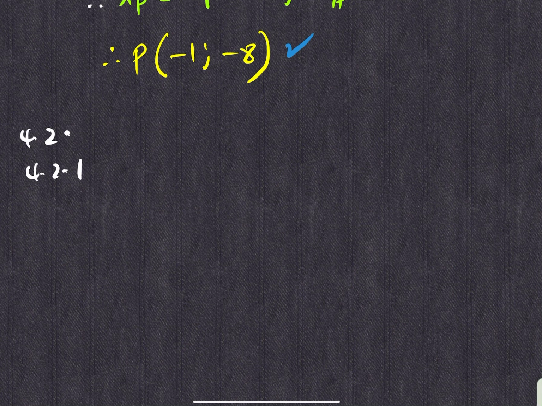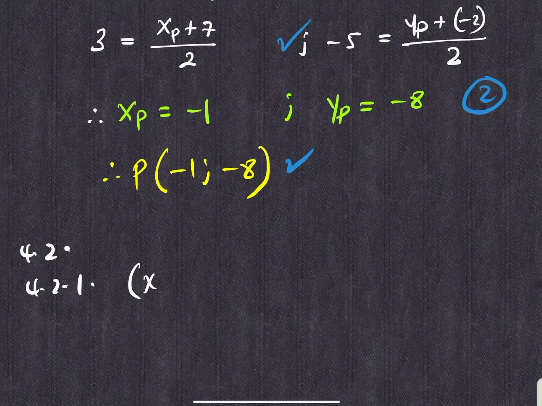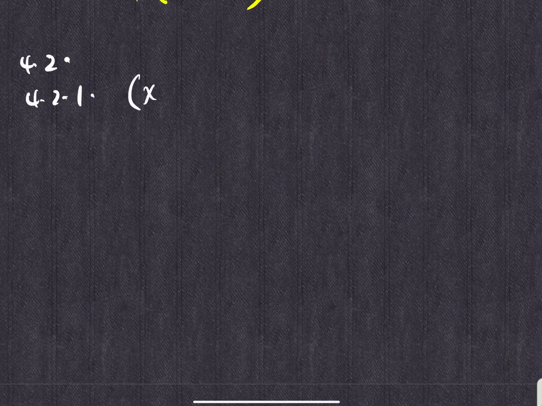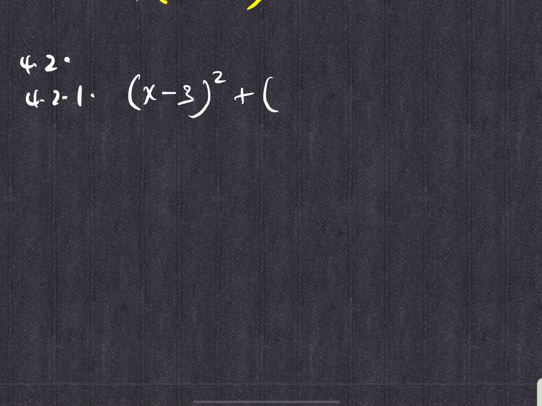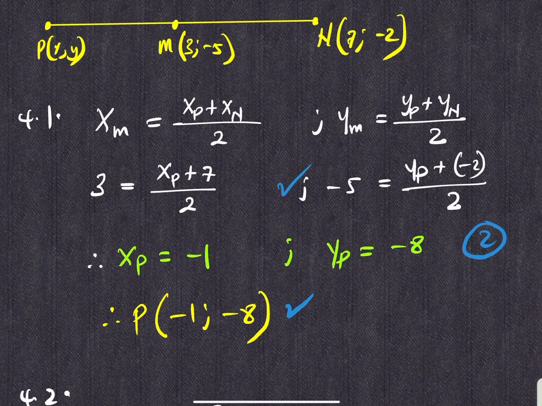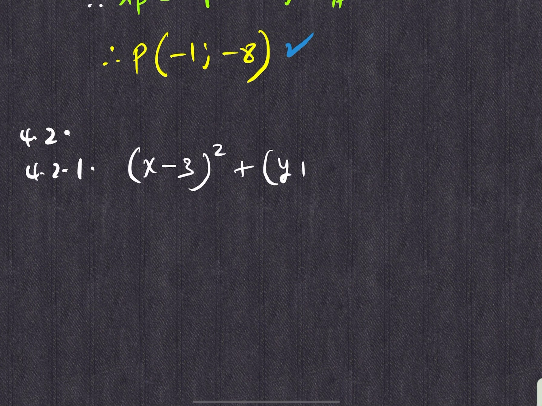So I'm going to say this is going to be x at M. It's positive, so it's x minus 3, and then I have to square that, plus y. Y there at M is negative, so I'm going to have a plus 5, and then I square that, equals the radius squared. Now I need to get the radius squared.